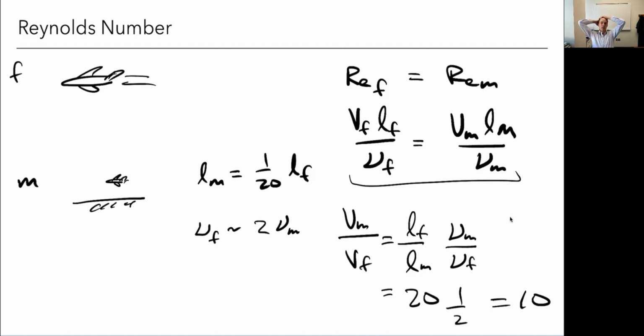You might think we could do a water tunnel. Sometimes we can, but generally that's actually worse because even though the density is high in a water tunnel, it takes a lot of energy to move water relative to air. And so actually that's even harder generally to match Reynolds number in a water tunnel.